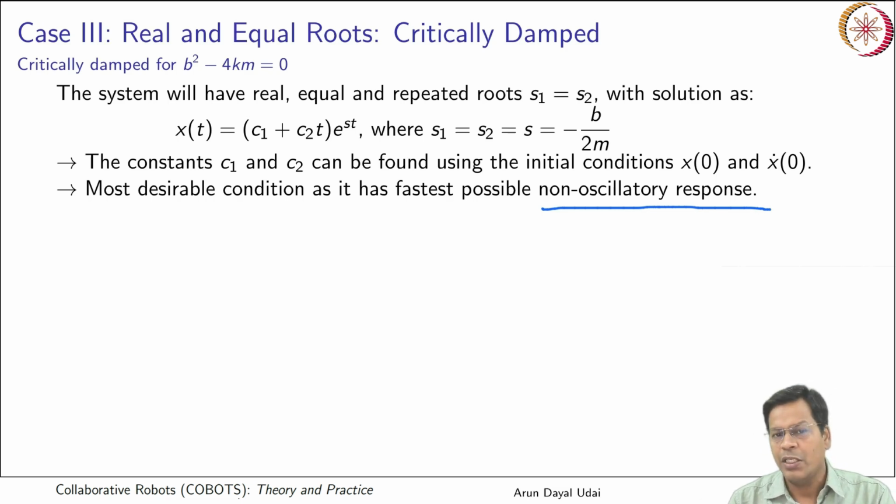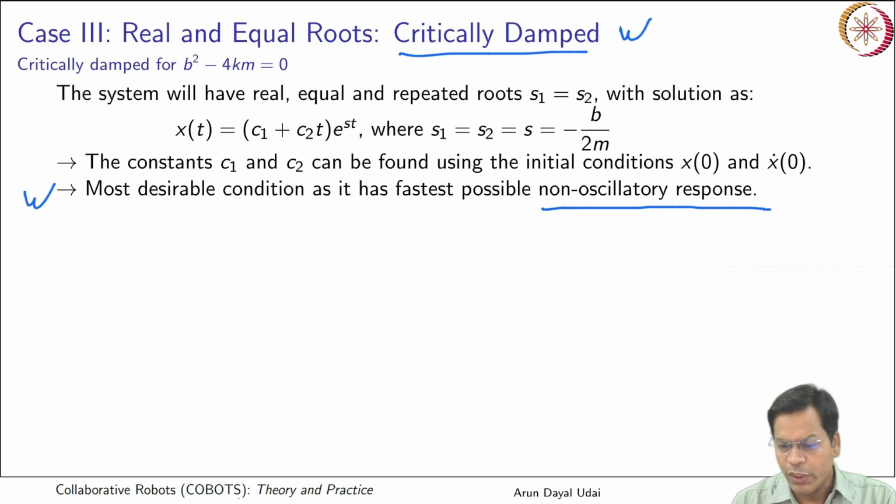So you should either be over damped or you can be critically damped. Critically damped is not always possible, but yes, you can be near to critically damped. Okay, so this is the most desirable condition. This is what should be obtained through various parameter tuning. We'll see tuning later on also. So this is the non-oscillatory response.